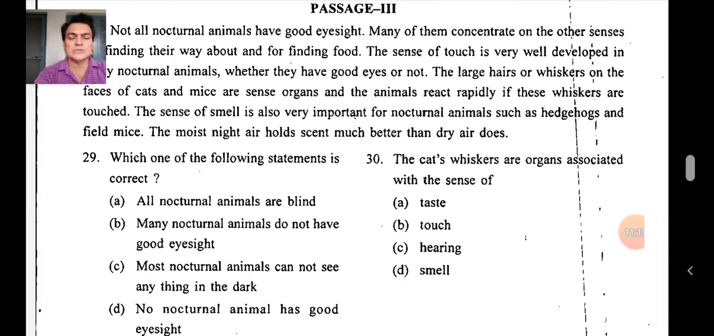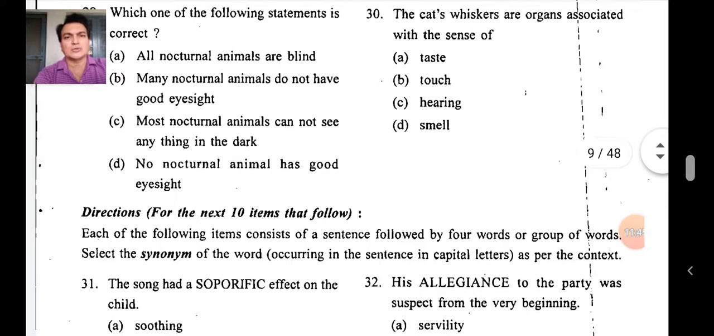In the case of the 29th, we used the formula of elimination. So on the basis of elimination and inference, you can find the answers in the case of the passages. So remember: information, elimination and inference. On the basis of that, you can find out the answers for the passage. So let's move on to the next question now.